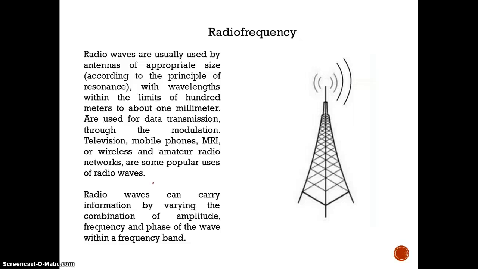Radio frequency. Radio waves are usually produced by antennas, with wavelengths within the limits of 100 meters to about 1 millimeter. They are used for data transmission through modulation, for example television, mobile phones, MRI, or wireless. Radio waves can carry information by varying the combination of amplitude, frequency, and phase of the wave within a frequency band.